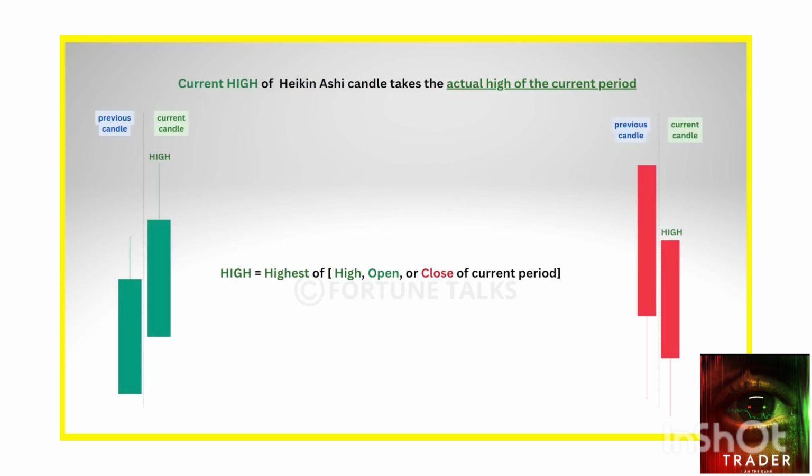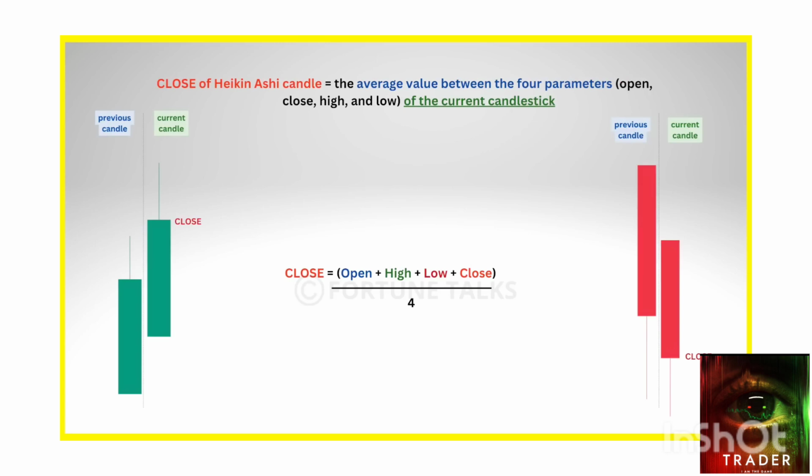Now, talking about the high price of a Heikin-Ashi candlestick, it takes the actual high of the current period. This could be the highest shadow, the open or the close, whichever is the highest. The low price of the Heikin-Ashi candlestick takes the actual low of the current period. This could be the lowest shadow, the open or the close, whichever is the lowest. Finally, the close of each Heikin-Ashi candlestick equals the average value of the 4 parameters, that is open, close, high and low for the current price bar. So, the Heikin-Ashi close price is equal to open plus high plus low plus close, the whole divided by 4.